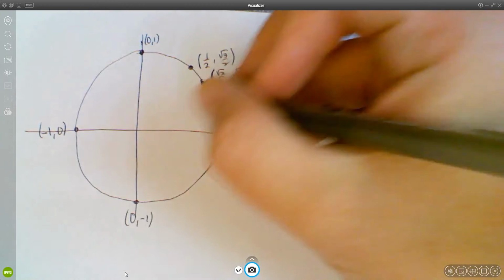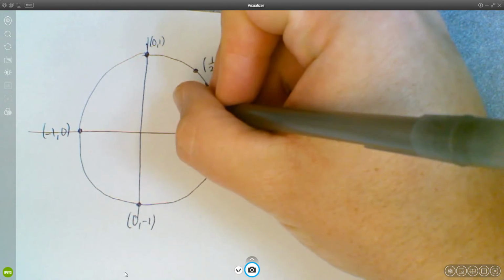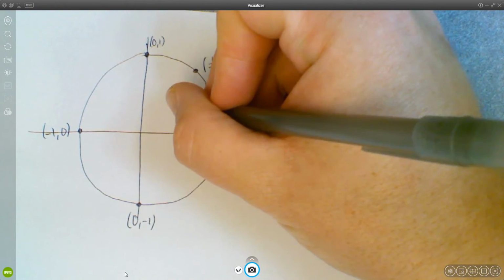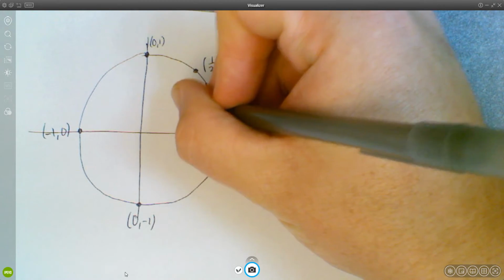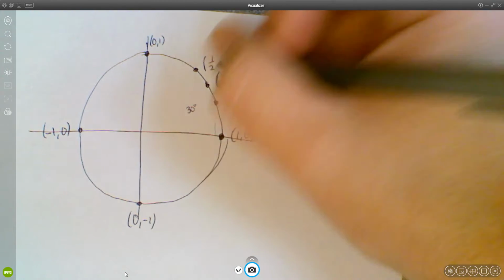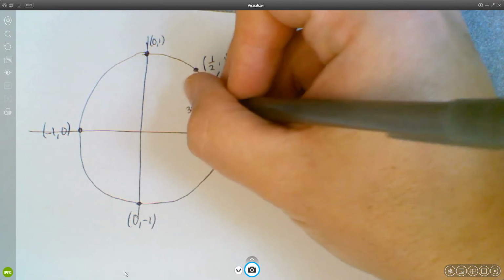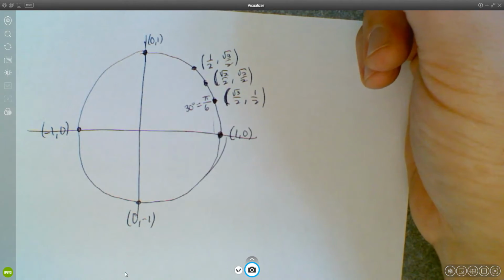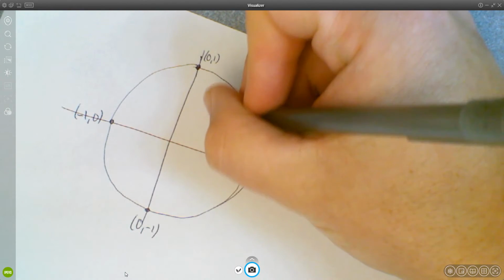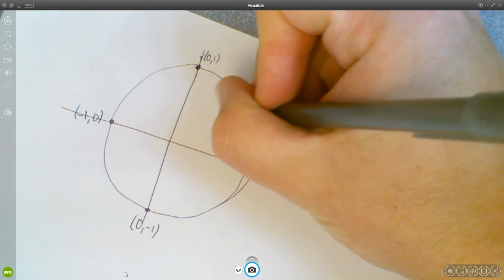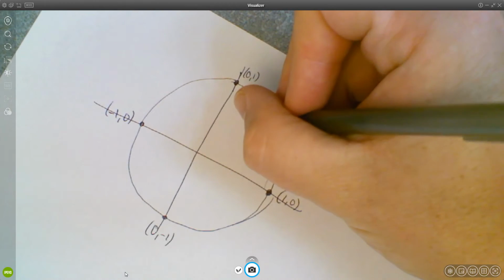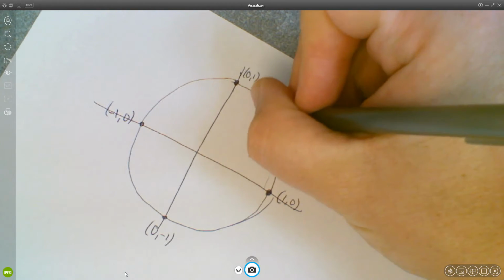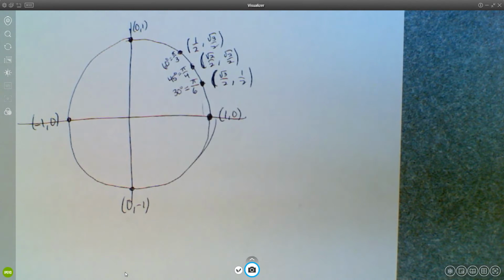Of course, the other thing you have to memorize is what these angles are. You should have it memorized at this point that this is the angle 30 degrees. I also asked you to memorize the corresponding radians. So 30 degrees is pi over 6 radians. This one's 45 degrees, and that's pi over 4 radians. And this one is 60 degrees, and that's pi over 3 radians. So that takes care of quadrant 1 of the unit circle.